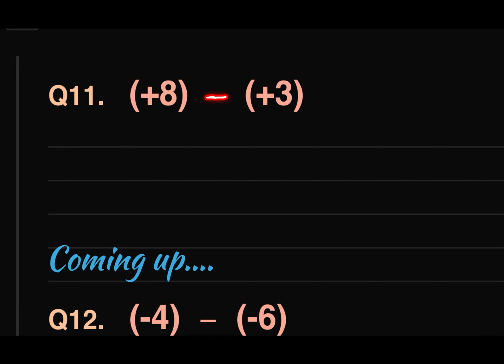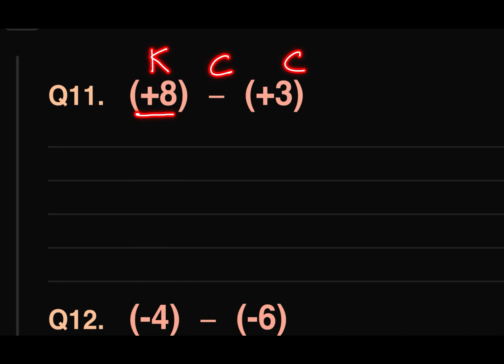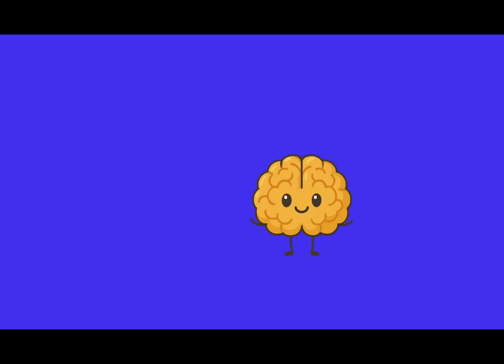When there is a subtraction sign in between two integers, what I want you to follow as a common rule is: keep, change, change. What does that mean? I'm talking only about the signs over here. Keep this as it is, whatever is first. Change minus to plus and change plus to minus. Change means plus becomes minus and minus becomes plus.